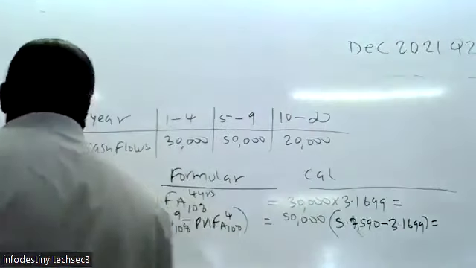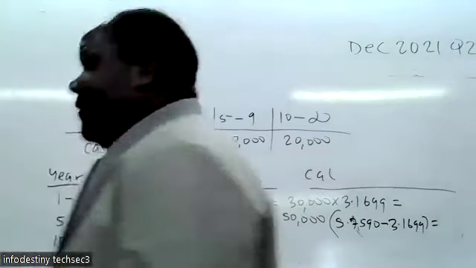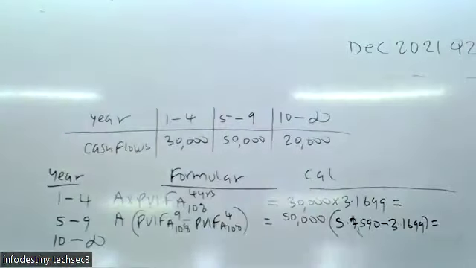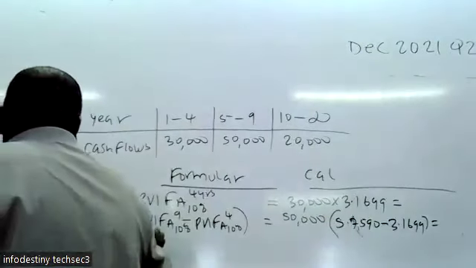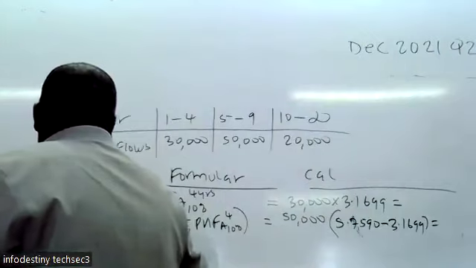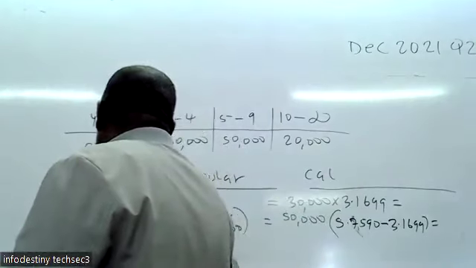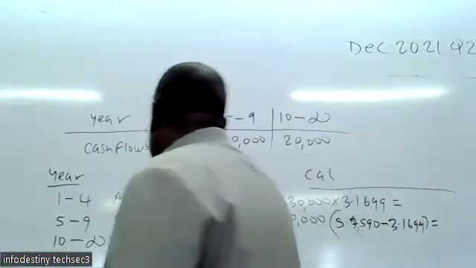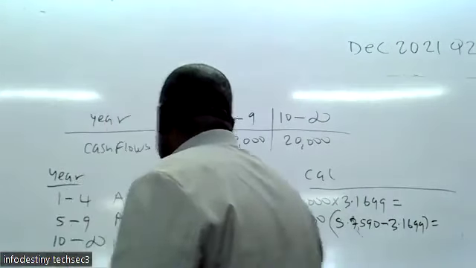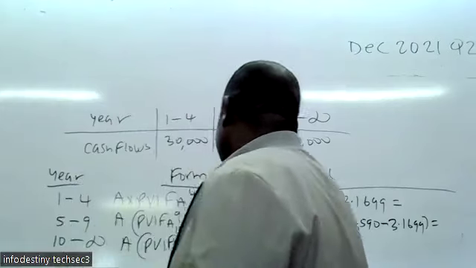So the next one is now from year 10 up to infinity. So it will be annuity, then present value interest factor for the annuity, 10% up to infinity. Then I minus the one for which year? I minus the one for year 9.